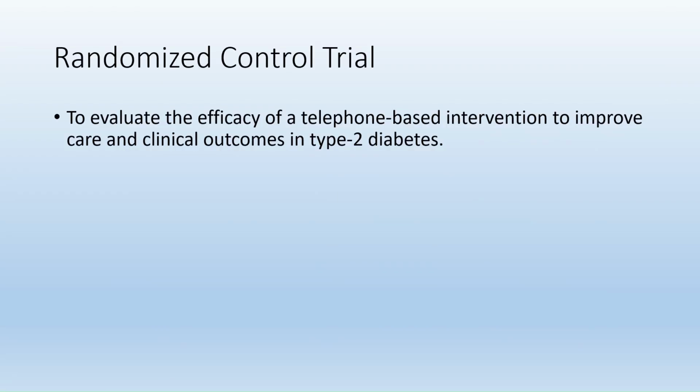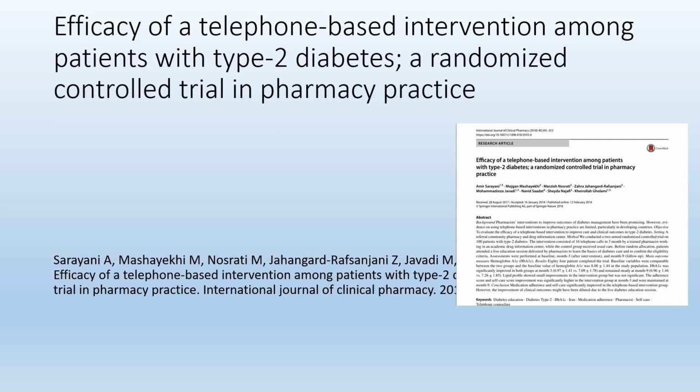For a randomized control trial, the objective of our study is to evaluate the efficacy of a telephone-based intervention to improve care and clinical outcomes in type 2 diabetes. For this purpose, we consider a reference article and search the efficacy of telephone-based intervention among patients with type 2 diabetes, a randomized controlled trial in pharmacy practice. We consider this article for a reference.